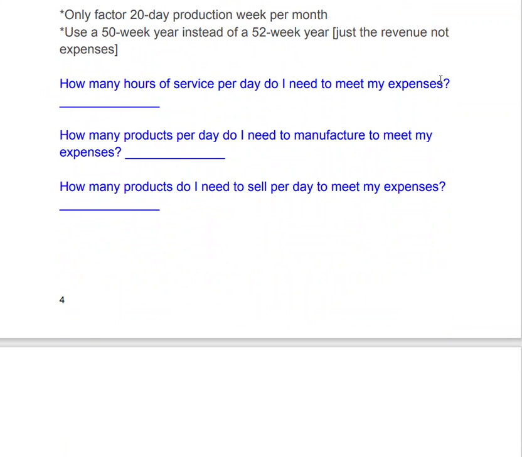So here's another one. How many hours of service per day do I need to meet my expenses? I love taking this approach. It is the hourly, the daily, the weekly, the monthly, but you don't want to have too much time before you determine whether you're on or off track.